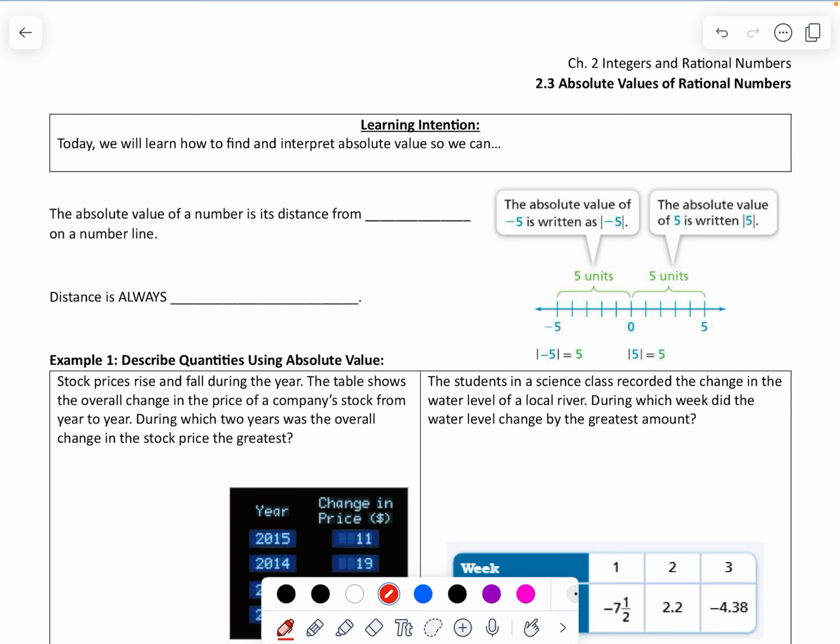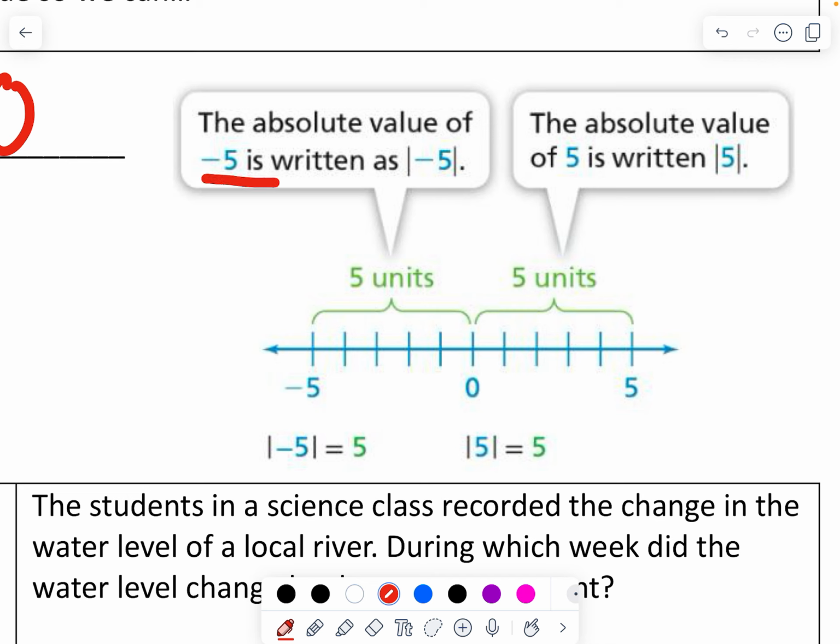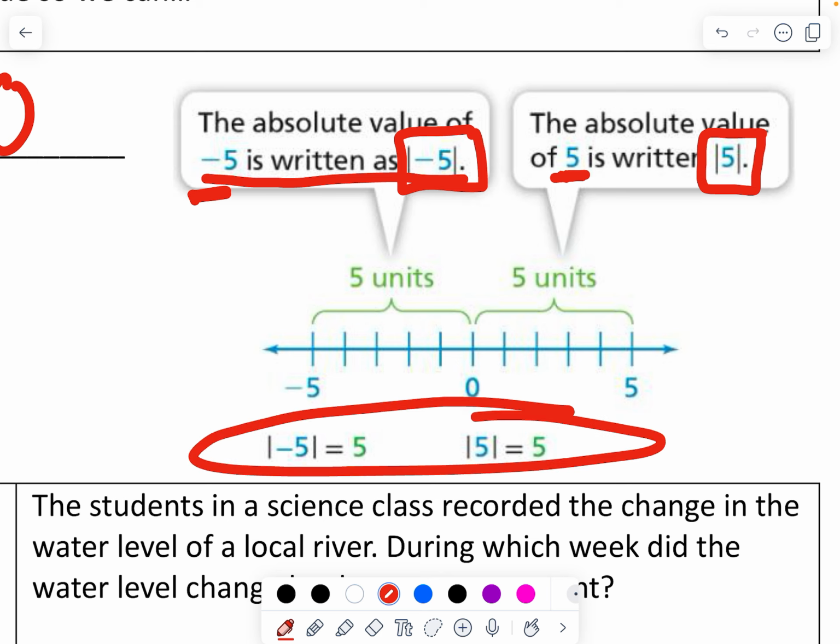So the absolute value of a number is its distance from 0 on a number line. So over here on my little number line, it says the absolute value of -5 is written as absolute value of -5. So it has those lines. That is how you write absolute value. Okay? So anything that is inside those lines comes out as a positive. Even if it's a positive right now, it goes into those lines as a positive, and if it's a negative, it goes into those lines as a negative, but when it comes out of those lines, it is a positive. And that shows you it here, okay?